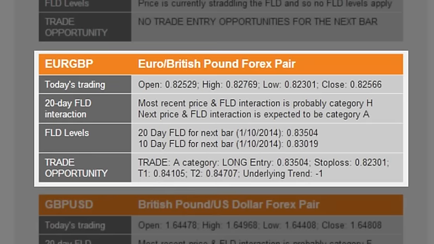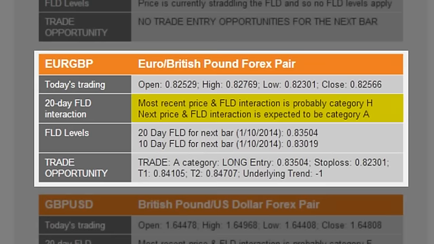The information that is presented to me includes a summary of the previous day's trading. And then I'm provided with information about interaction between price and the 20-day FLD. Now, if you don't know what that means, then don't worry, because your subscription to Hurst Signals comes with a completely free and very comprehensive online course in how to trade using the FLD Trading Strategy.